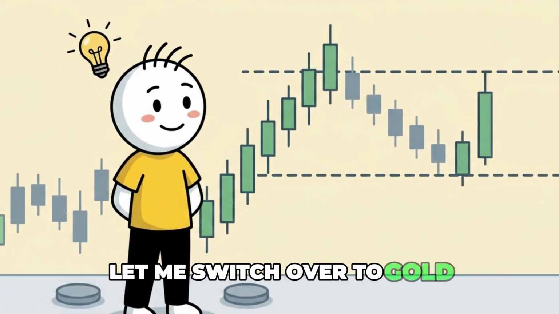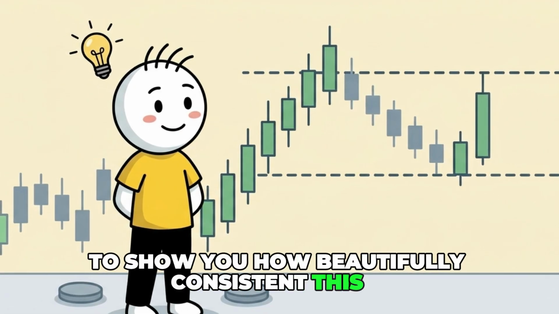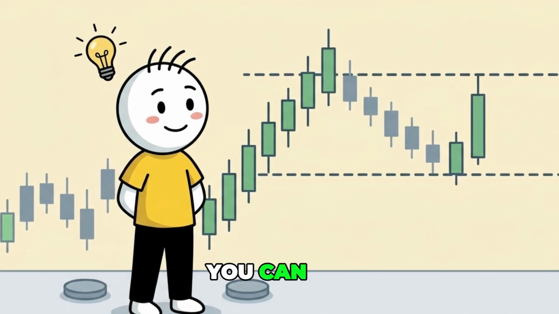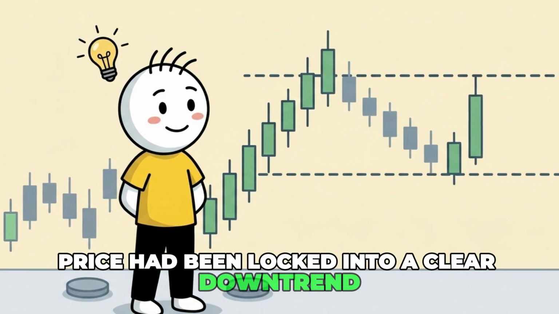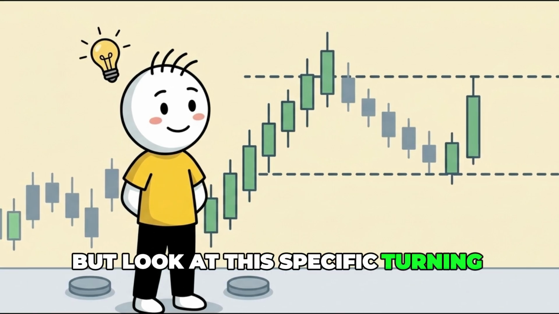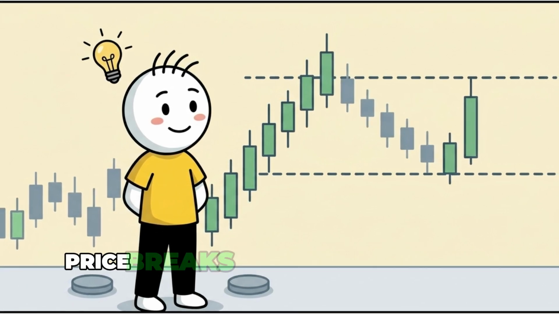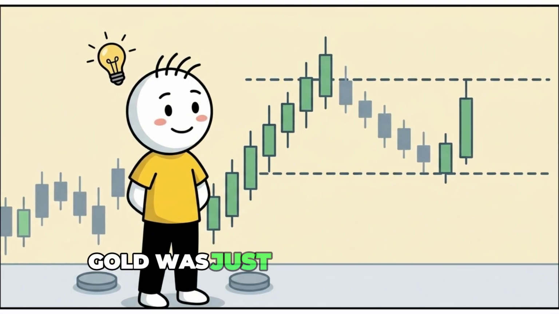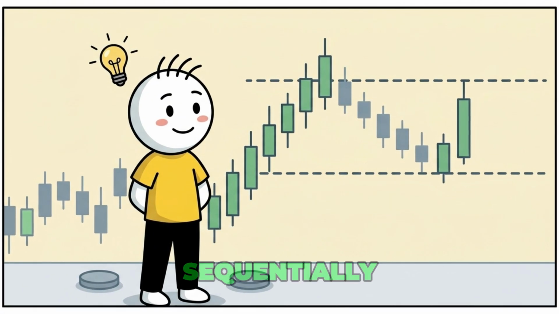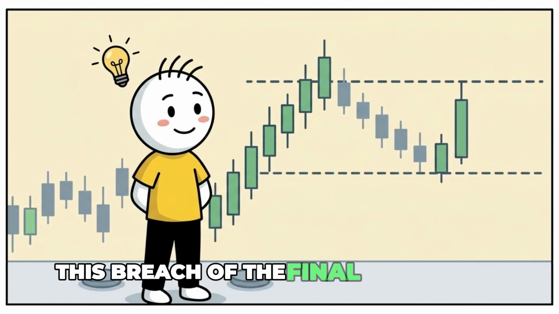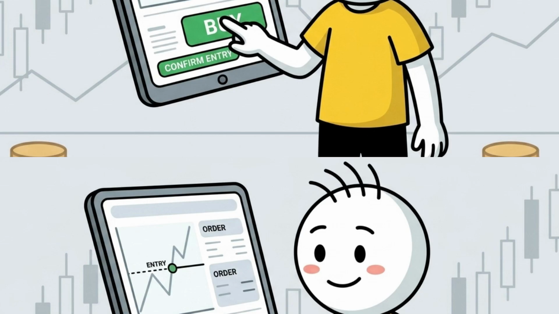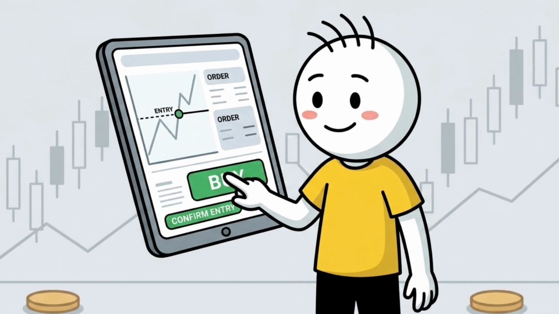Let me switch over to gold to show you how beautifully consistent this is across different assets. Looking at the gold chart, you can see price had been locked into a clear downtrend. But look at this specific turning point, right here. Price breaks right above the last lower high. Up until this point, gold was just printing lower highs and lower lows sequentially. This breach of the final lower high is our early warning system that the bearish structure is failing, and the market might be reversing into a brand new uptrend.